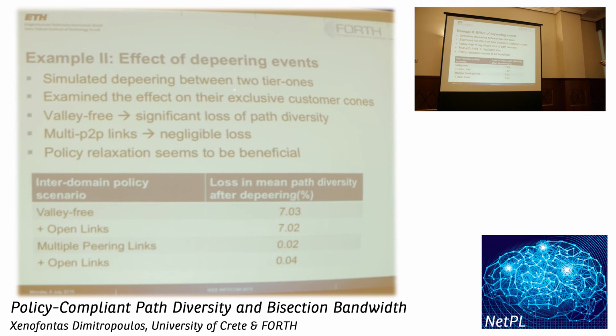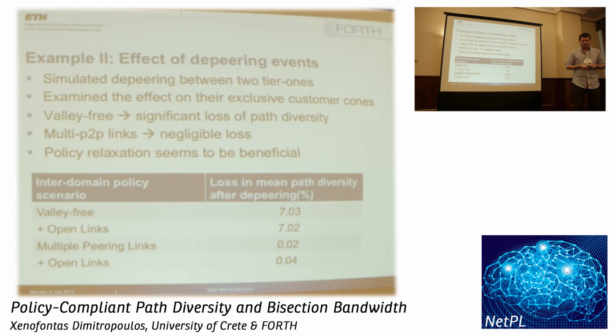So here we ask the question, what is the effect of depeerings on the clients? We simulate a depeering between two large tier 1 ISPs, and we ask what is the effect of depeering on their exclusive customer cones, on their customers, essentially. And when we say exclusive customers, we only look at customers that connect to either one or the other tier 1 ISP. We don't look at customers that are connected to both of them.